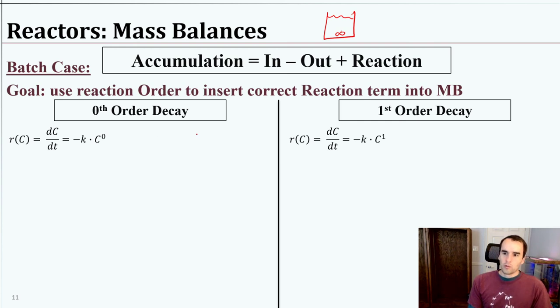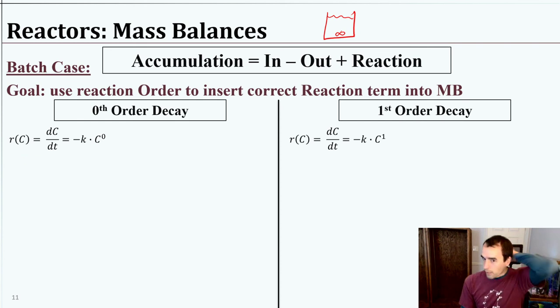Okay. So when we write zero order decay, we can write this as R of C, the reaction of C. It's the same thing as writing, we know that that's dC dt, the change in concentration over time, is equal to negative K times C to the zero power, because this was the zero order. We put a negative here because it's a decay. So that's a decay reaction at zero order. Now, that's the reaction term.